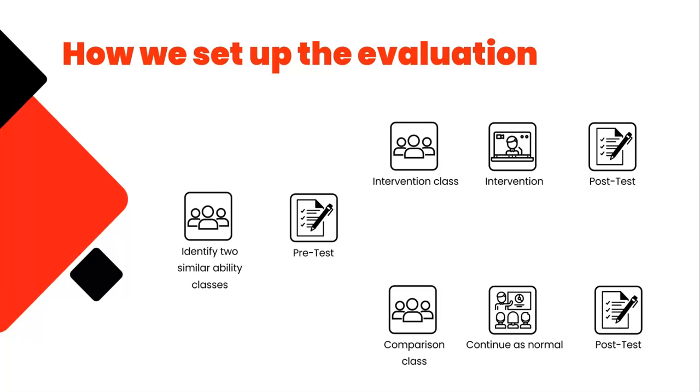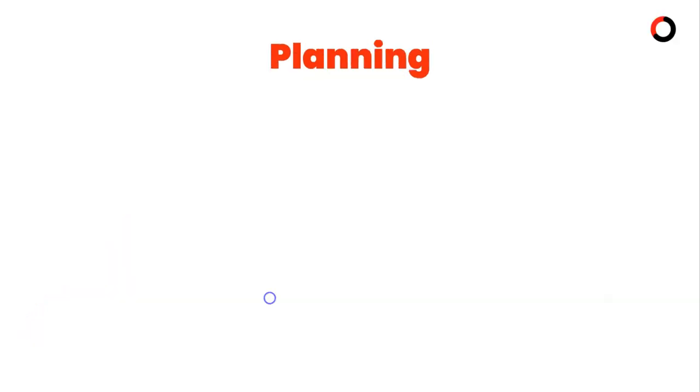The system will generate an impact report, which will then allow you to find out, has the intervention worked in your school? If it has, you can then open this up to the control class. So let's look at this from a step-by-step planning approach.